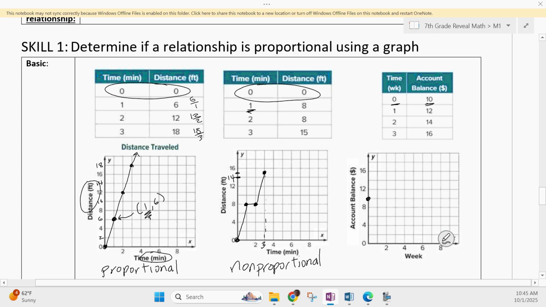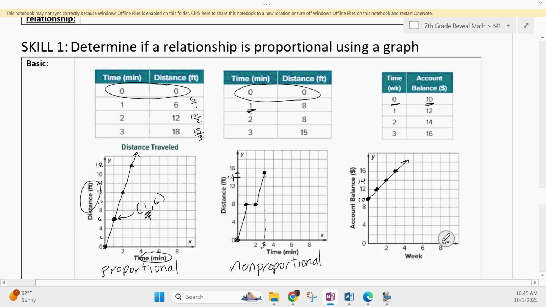Okay, so I'm going to put these in: 10, 12, 14. Over to 1 week, up to 12. Over to 2 weeks, up to 14. Over to 3 weeks, up to 16. Every week it goes up 2, but it started already at a $10 balance, right? There's that one-time upfront amount. So this hits one of them, it's straight, but doesn't hit both.